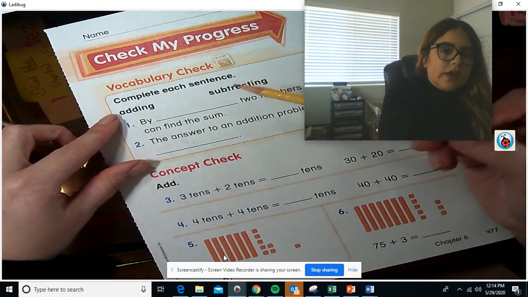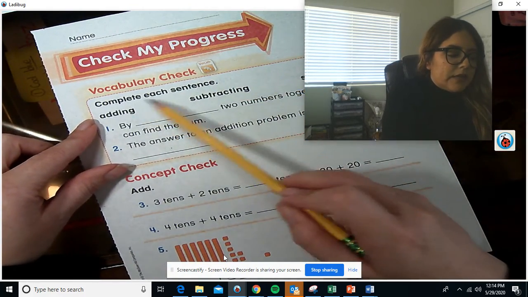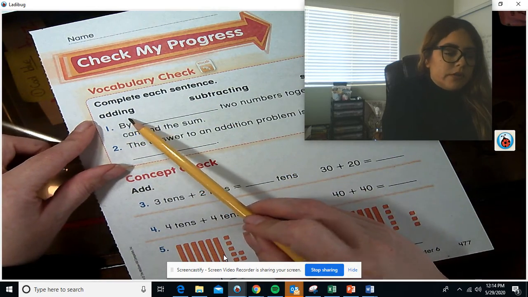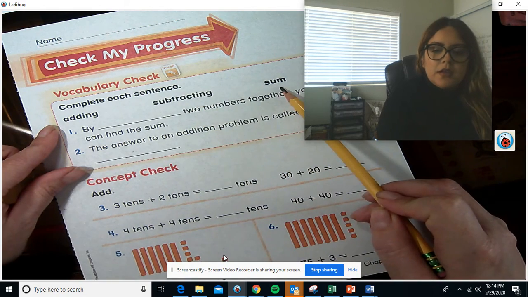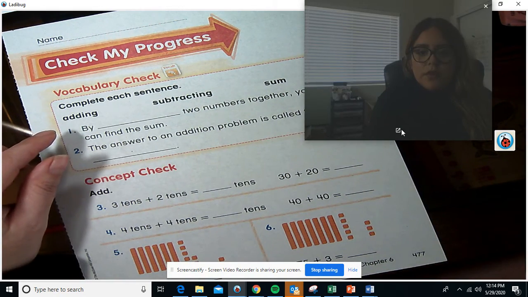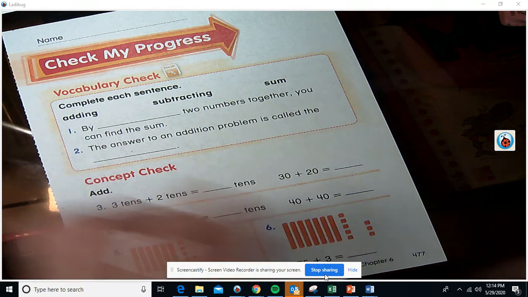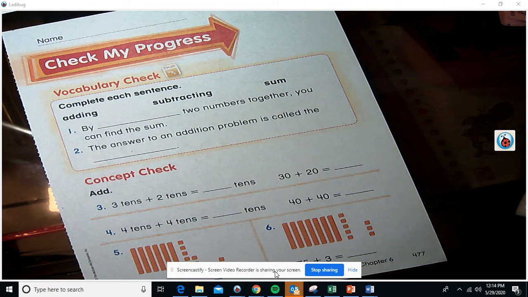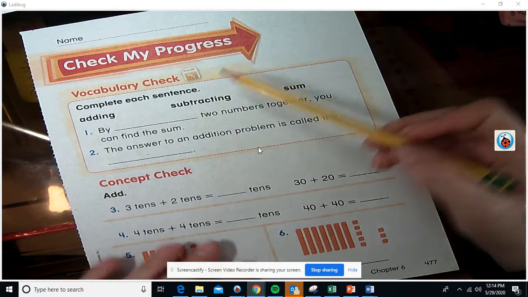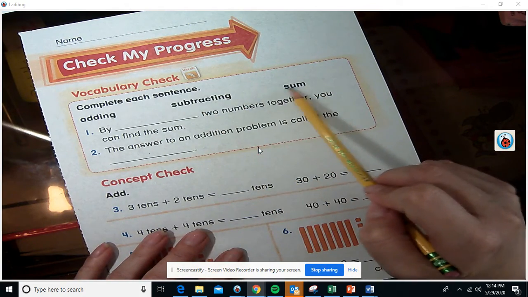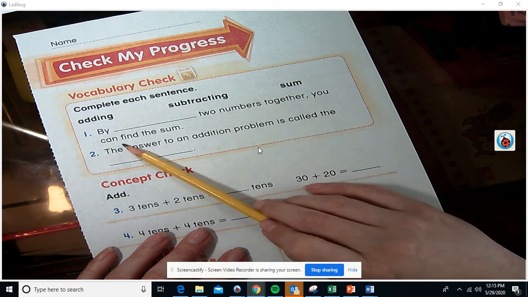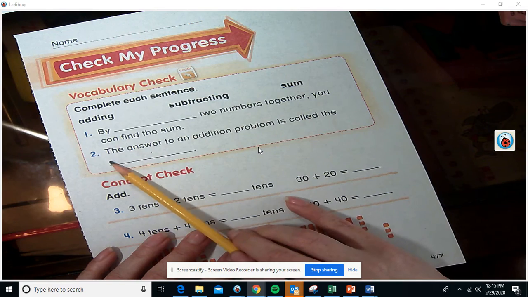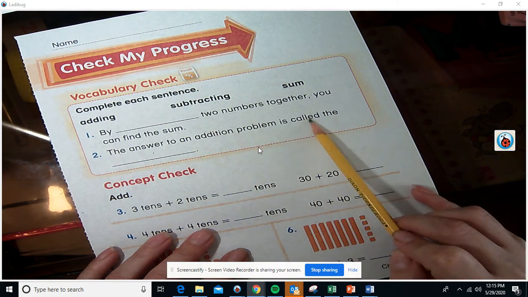So first we're going to do a vocabulary check. It says complete each sentence. And the vocabulary words that we have are adding, subtracting, and sum. Sum. We know that sum means, where did it go? Sum means adding. So it says by blank two numbers together, you can find the sum. And the answer to an addition problem is called the blank.